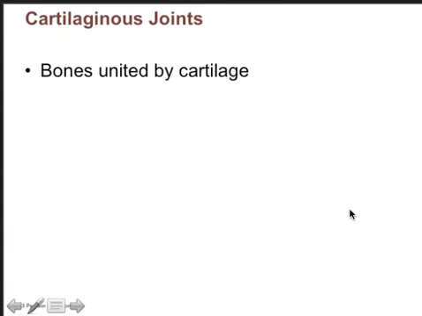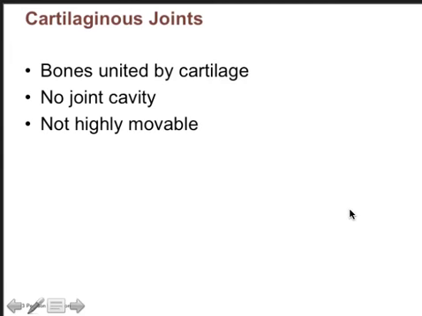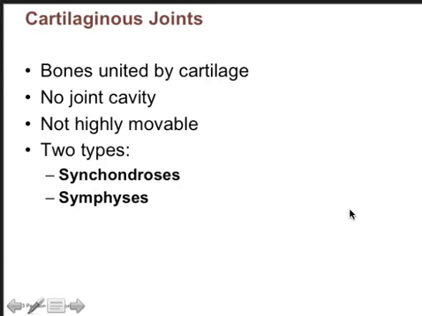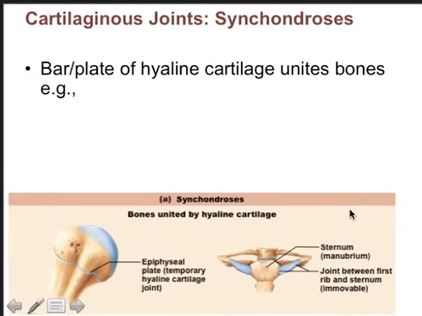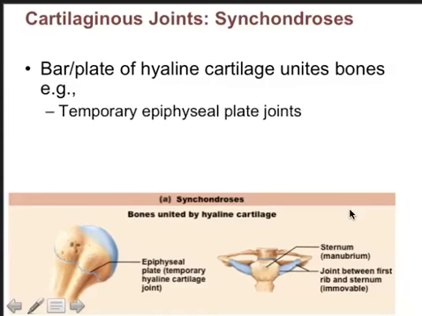Cartilaginous joints are united by cartilage and they don't have a joint cavity. They're not highly movable, and there's two types. There's synchondroses and symphyses. So let's look at a synchondrosis first. This is essentially a connection within a bone of hyaline cartilage that unites edges of the bone together. An example are the epiphyseal plates, which are found at the proximal and distal ends of long bones, which mark where longitudinal growth takes place up until the end of puberty.